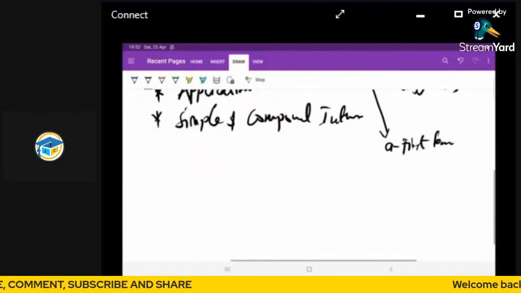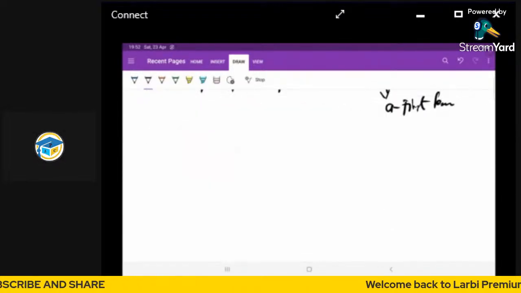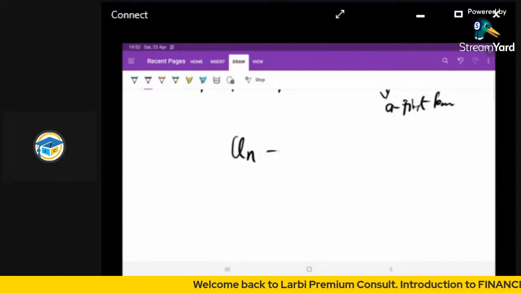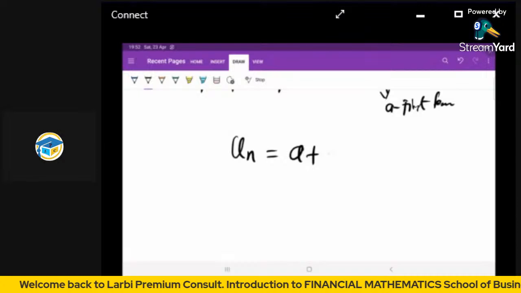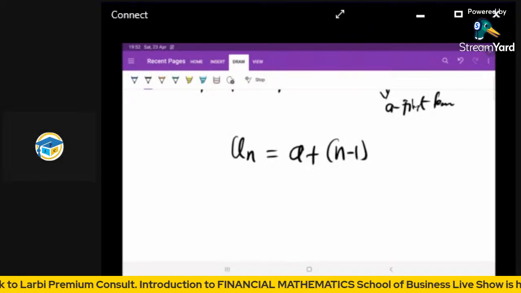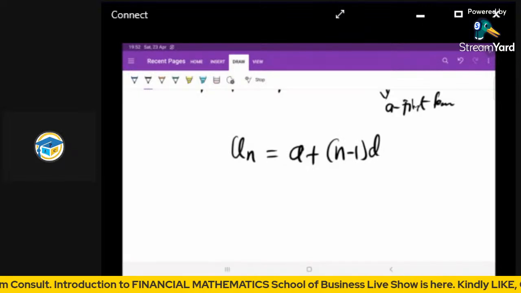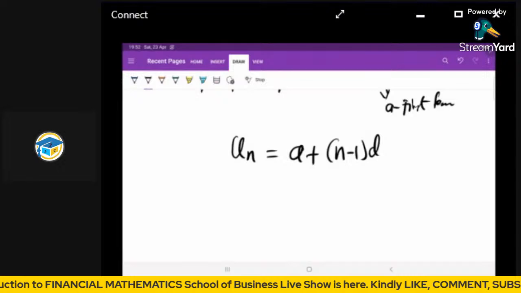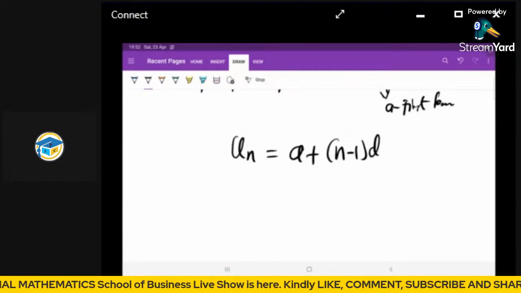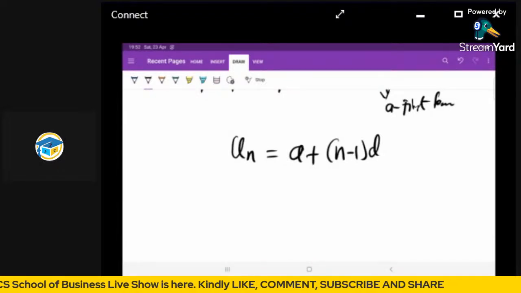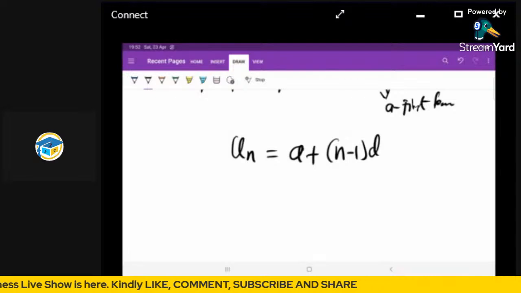So by formula, we can say that for arithmetic progression, un, the nth term, is always equal to a, which is the first term, plus, in brackets, n minus 1, times d. The n represents the number of terms we are talking about, and the d represents the difference that we want to understand. The a represents the first term. Is that okay? So that is the issue about arithmetic progression.